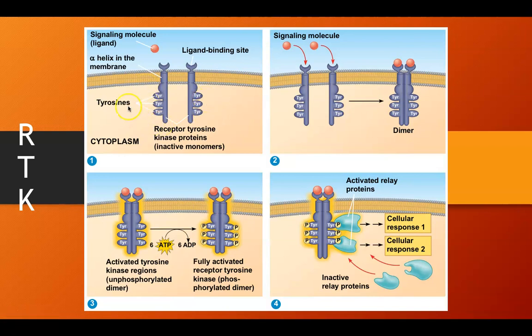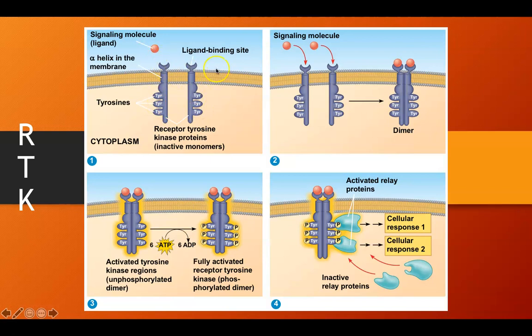RTKs also are energy expensive because it takes 6 ATP molecules to activate RTKs. There's a two-step process to activation with an RTK. As you see here, you have your two receptors, which are separated in the membrane. This is an alpha helix in the membrane here. And on the cytoplasmic side, you're going to have your tyrosine residues. Tyrosine, remember, is one of the 20 amino acids.